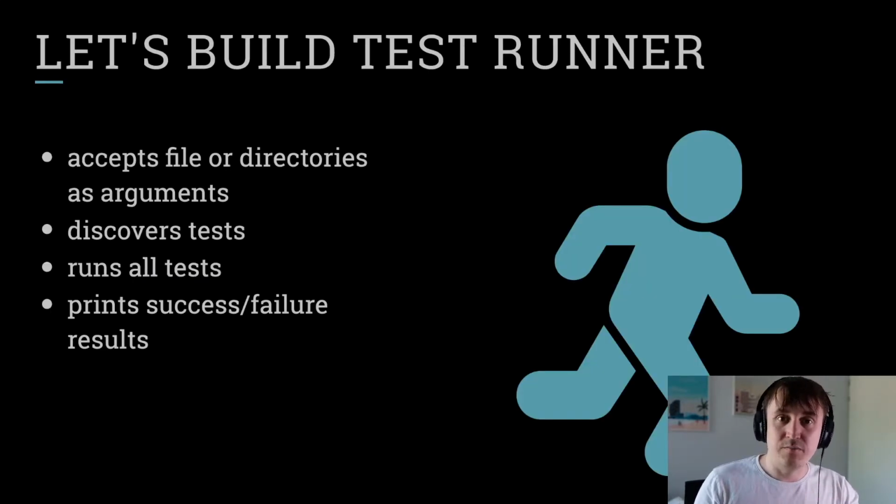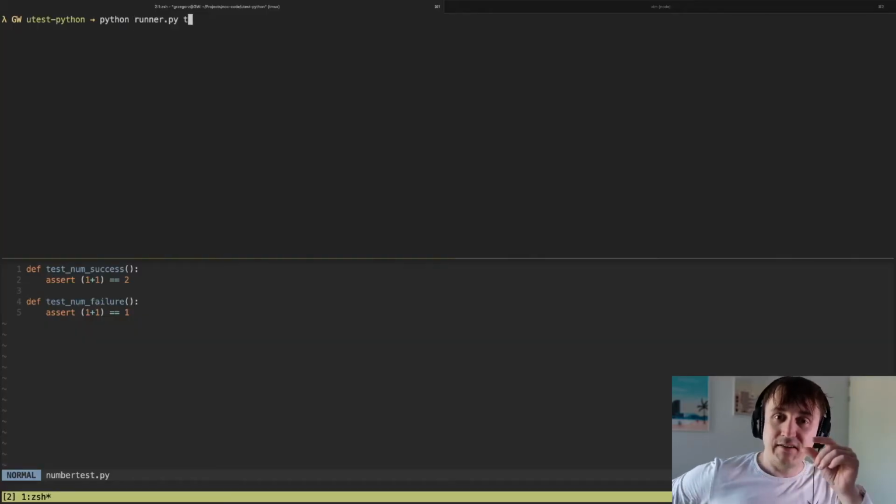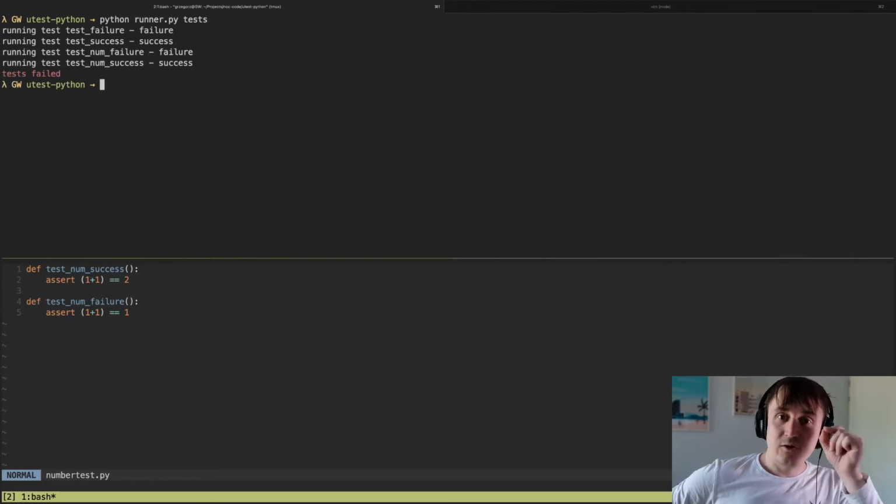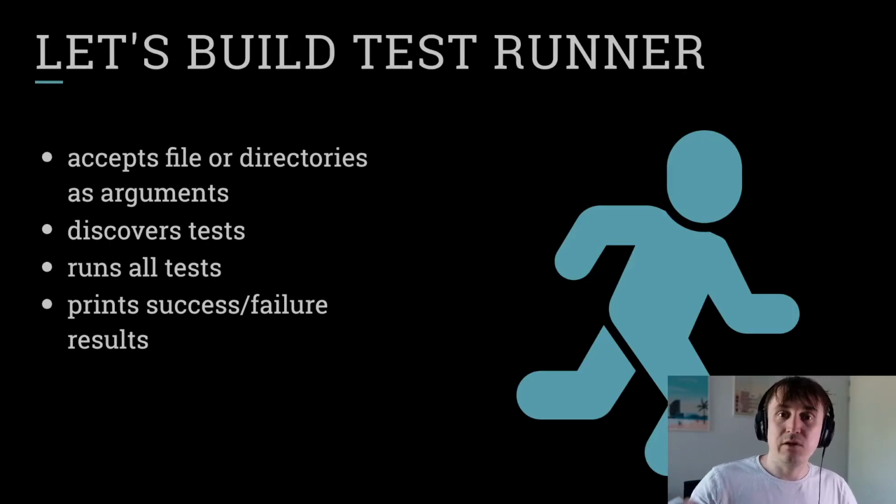In this part of this series, we will make it so that we can pass a directory or a list of files. It will find the tests, it will execute each of the tests, and it will print the results whether the test is successful or whether it fails. Below the video, you can find the link to the source code where you can find all the examples, everything that we're building. And now let's start writing code.